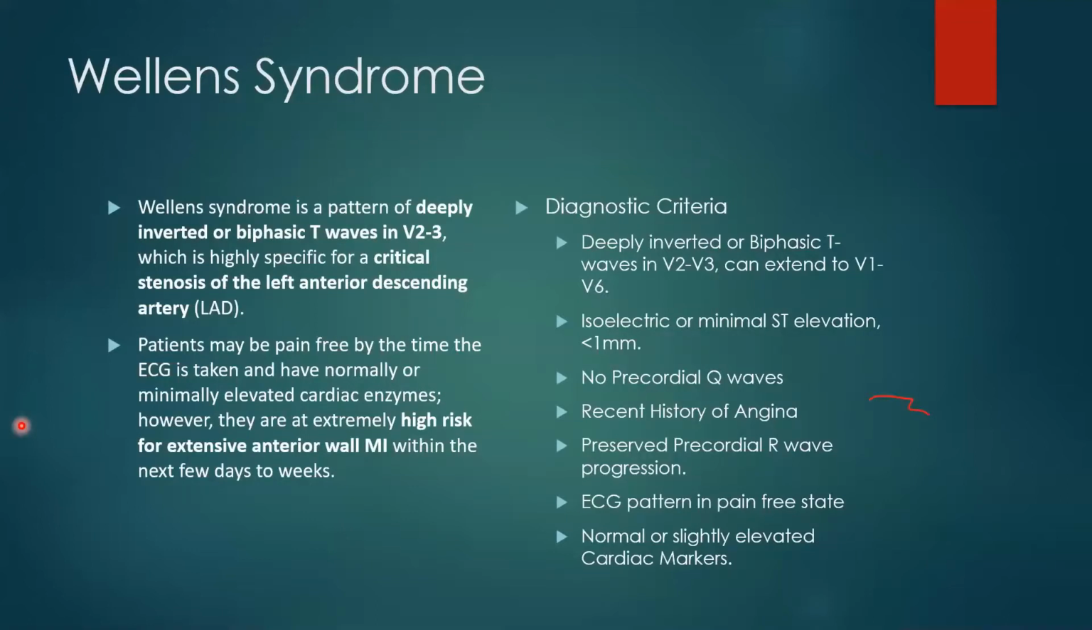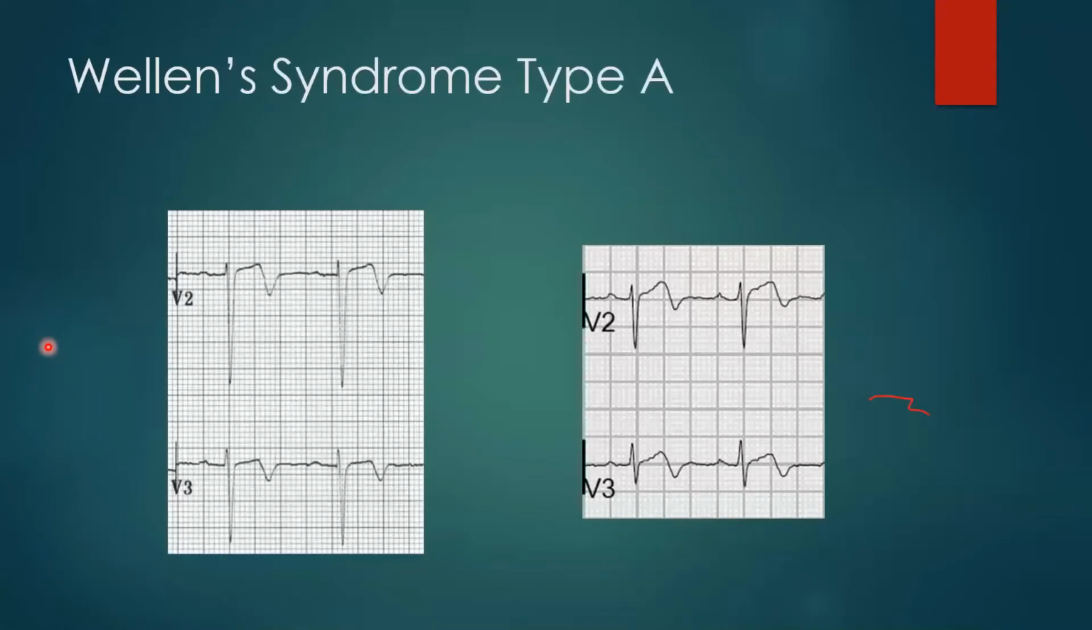You're going to have the following EKG pattern in a pain-free state. And then obviously we said normal or slightly elevated cardiac markers, so maybe a slightly elevated troponin. So this is Wellen syndrome. It comes down to two types, type A, type B. Type A is your biphasic T waves. And you can see that it kind of starts positive, dips negative, and then comes back up. So this would be biphasic, and same with this one.